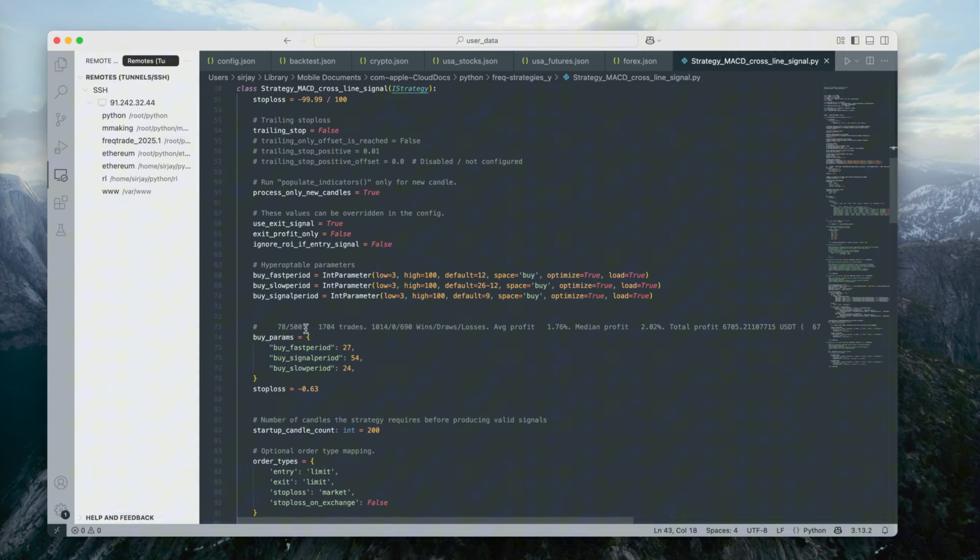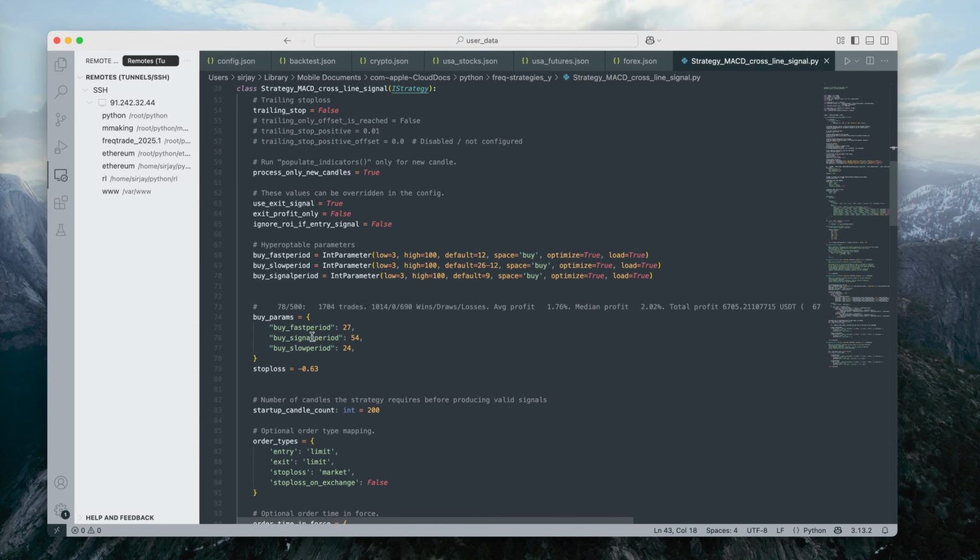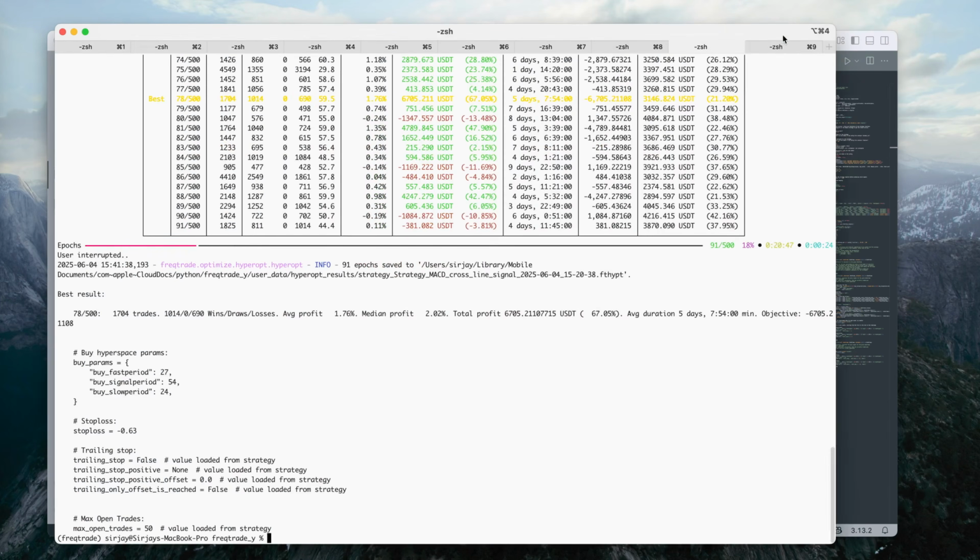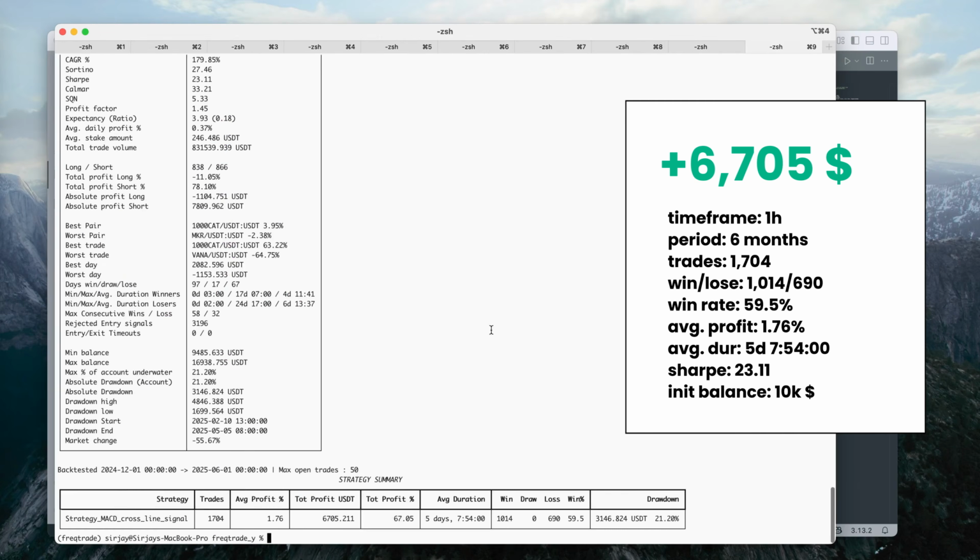After this, I put this data in our script to be executed, and here are the results of our backtesting. We see that the results are much higher. We've got 6,700 total profit from a 10,000 deposit, and it really works much better. Also, we can notice that long positions are pretty negative, and the short positions work well.